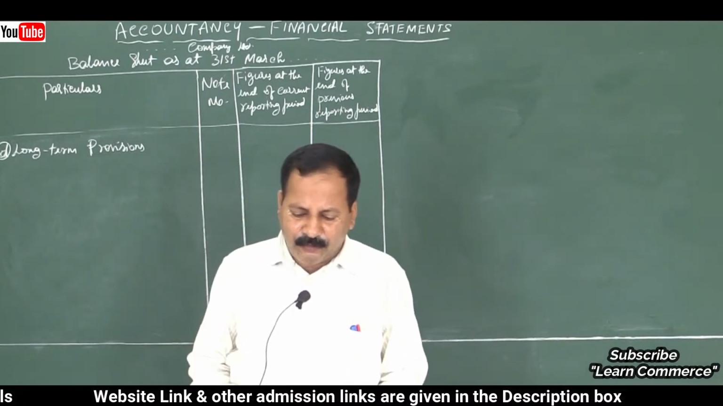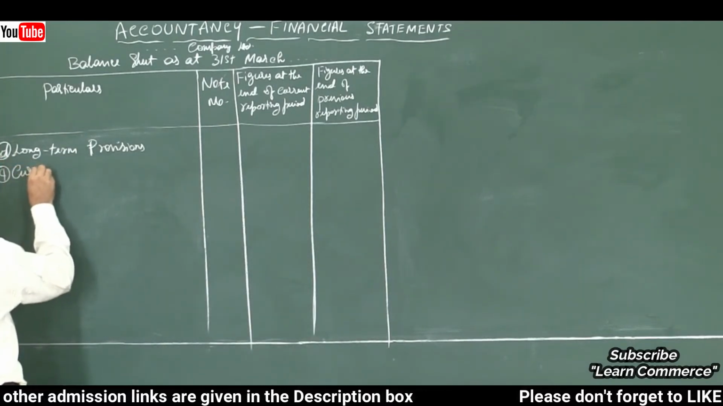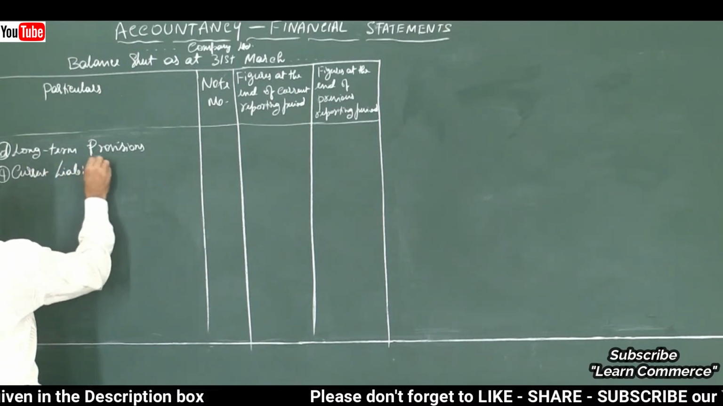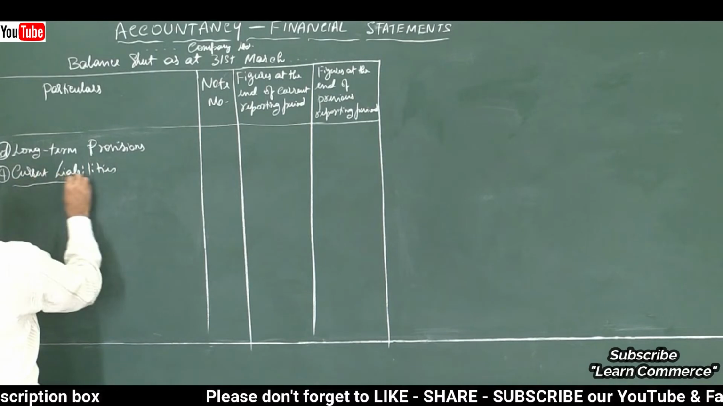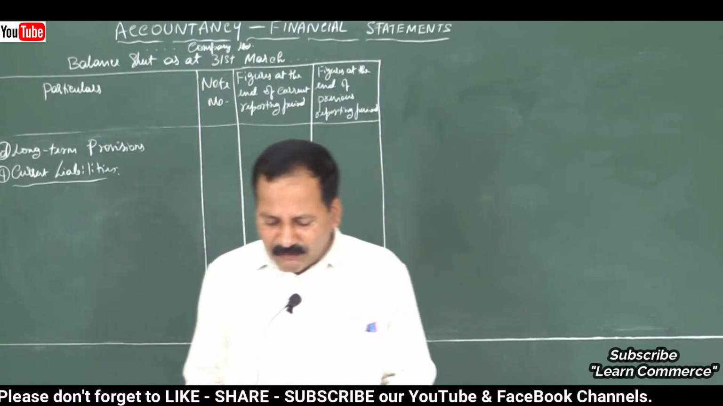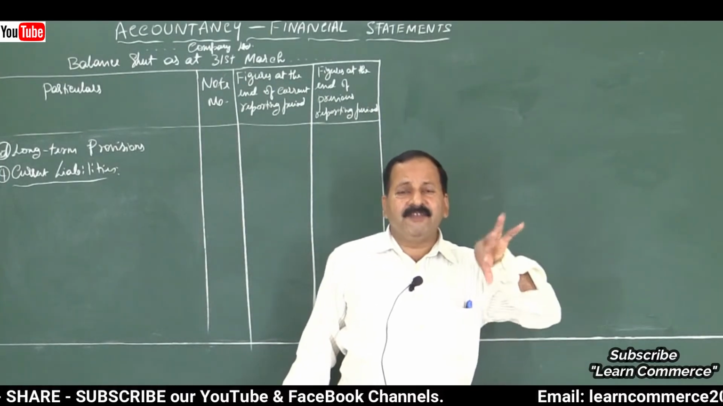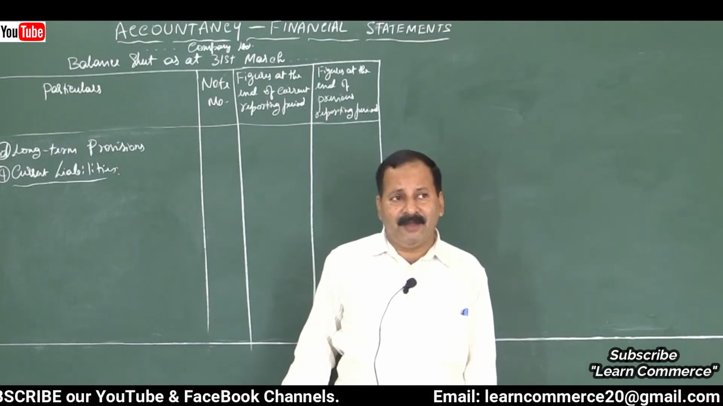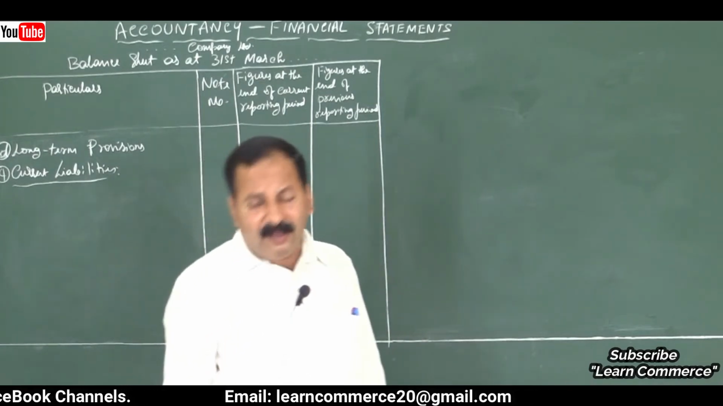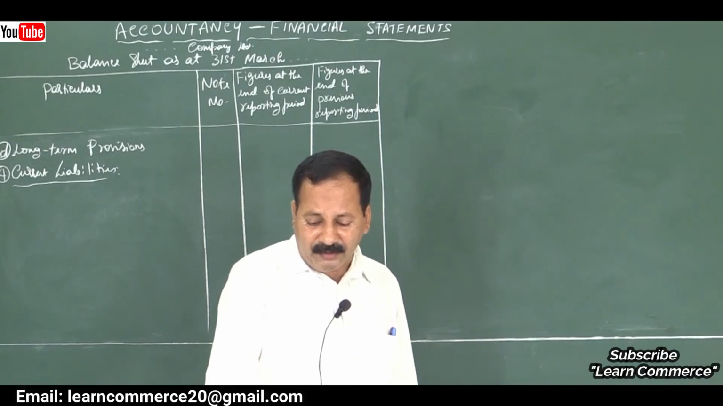Then next comes the fourth one, current liabilities. Under that, what are the items that may come? First one is short-term borrowings. Short term borrowings means the borrowings, the period of which is less than 1 year. We have to return that amount, we have to settle that liability within a period of 1 year, not more than 1 year. That is called short term borrowings.